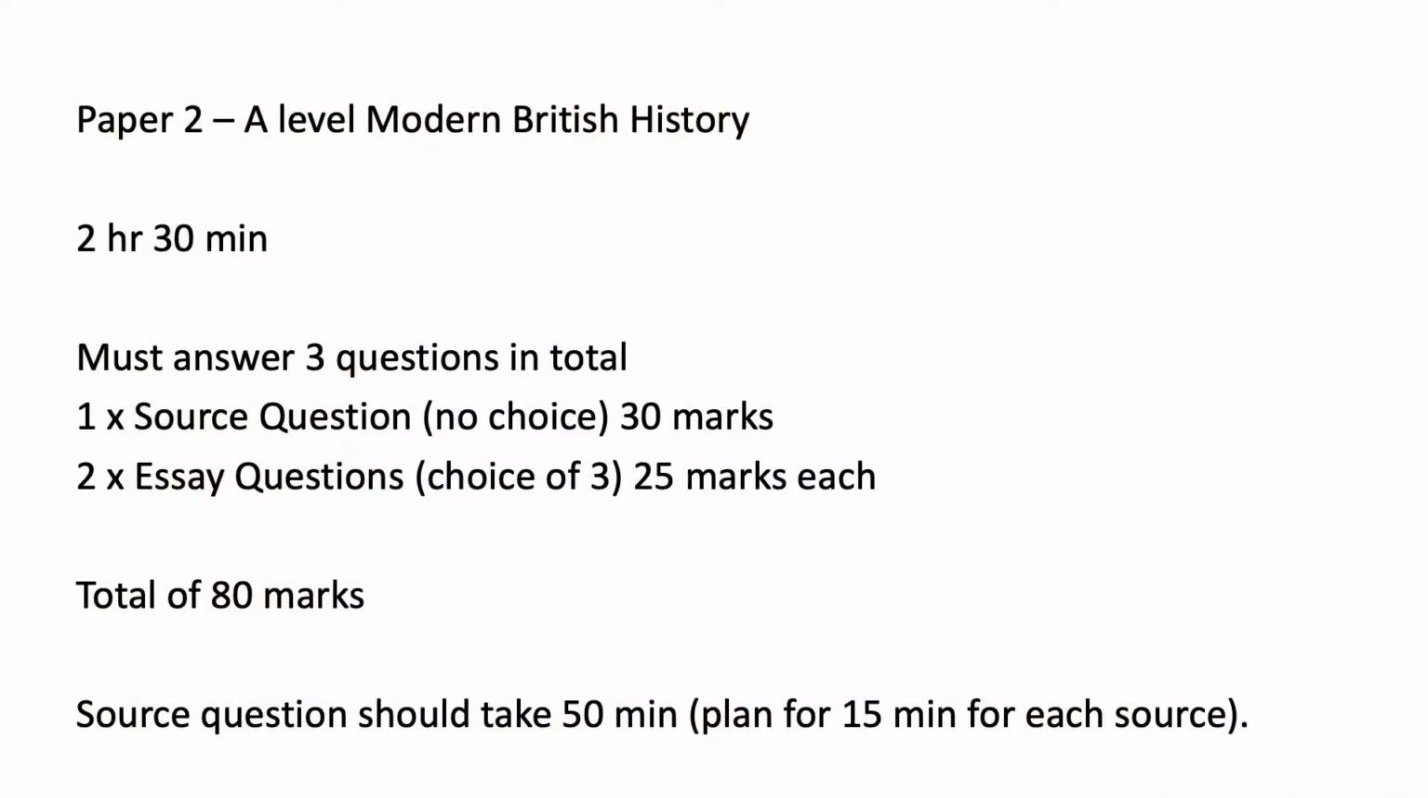What we're going to do in this video is focus on an exam skill. We're looking at paper 2 of the AQA A-Level British History qualification. Now paper 2 lasts 2 hours 30 minutes. You've got to complete one source question, which is worth 30 marks, and 2 essays from a choice of 3. And each of the essay questions is worth 25 marks. So in total you've got 80 marks to gain over the 2.5 hours.